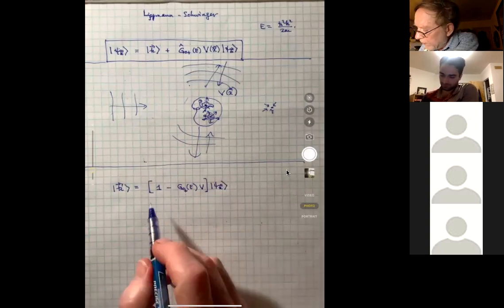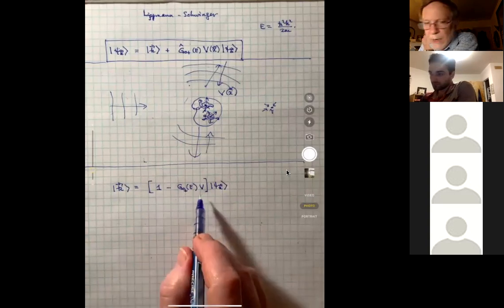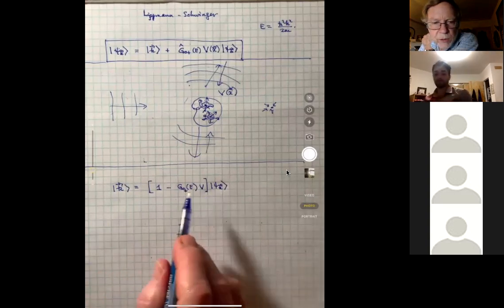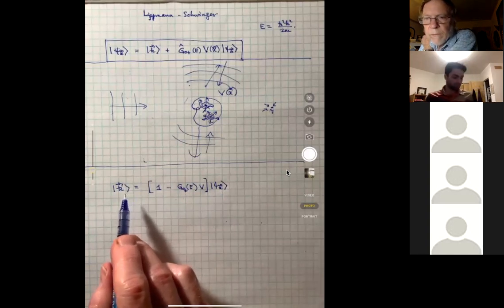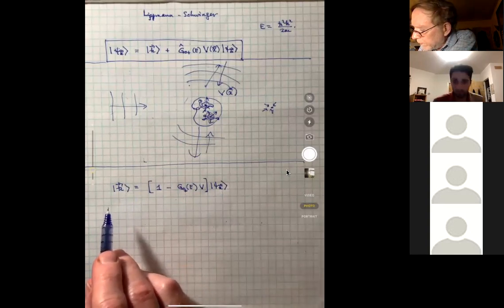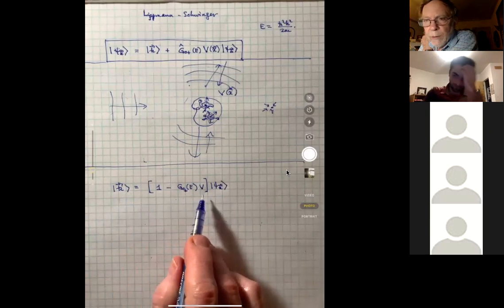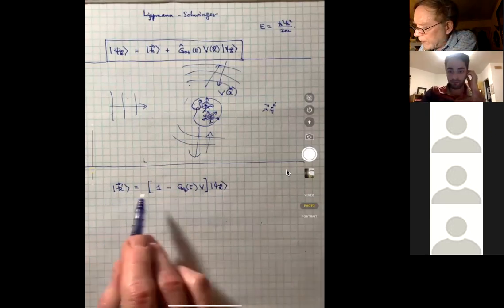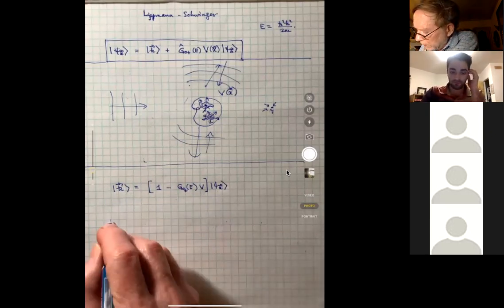And so what we see is we have an operator here in the square brackets, which maps the exact solution into the incident plane wave. This would mean that if we could invert this operator, we'd have an operator that would map the incident plane wave into the exact solution. Let's give this a name.